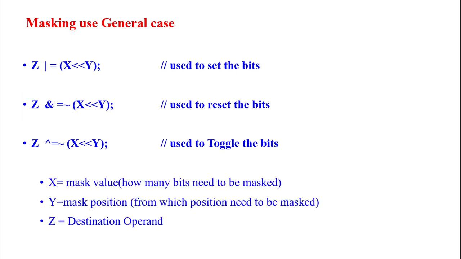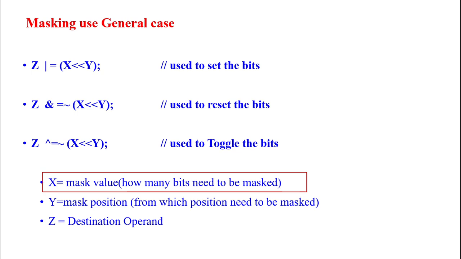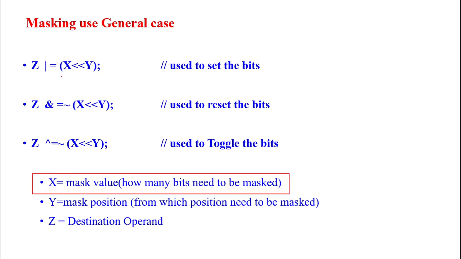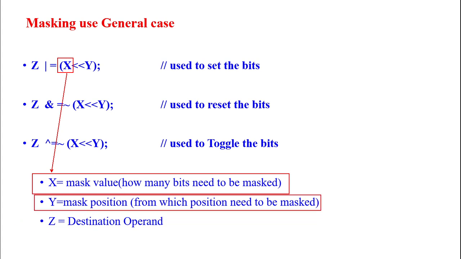And what are X, Y, and Z? X stands for the mask value, the left-hand operand, how many bits need to be masked. And then what is Y? Y stands for position. Just now we have discussed mask value and mask position. And finally, what is Z? Z stands for destination, our final operand.